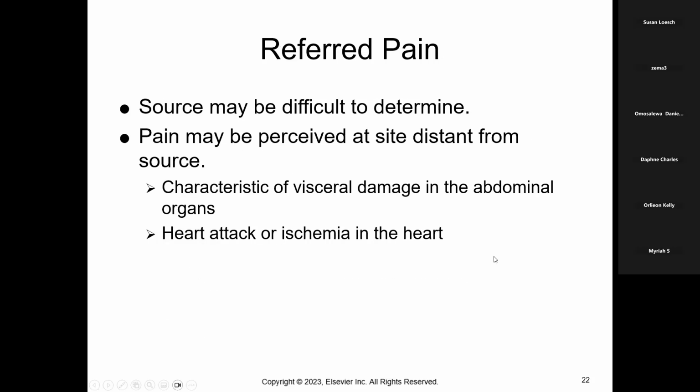All right, referred pain. This is pain that happens a lot with people, let's say pancreatitis. So they'll be balled up in a fetal position. The pancreas is hurting, but they'll feel it in one of their shoulders. Gallbladder, I think it's the right shoulder. Someone that's having a heart attack, okay? Not the chest pain, but the pain in the arm and the jaw. That is referred pain.